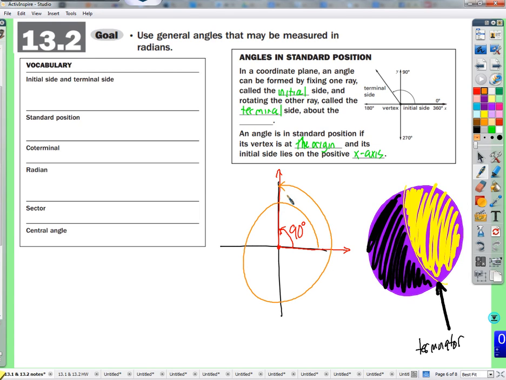Back around again. How many degrees is that angle? It's more than 360. More than how much is 360, all the way around? 450. Yeah. And how much more than 360? 90 more. Okay. So this is what? 450. How about this angle?